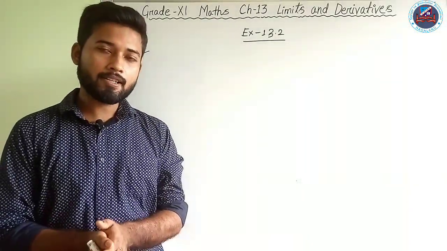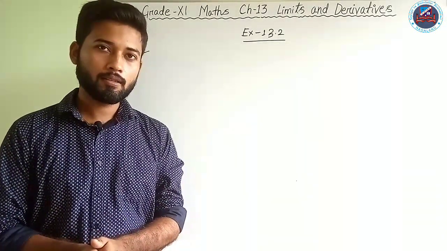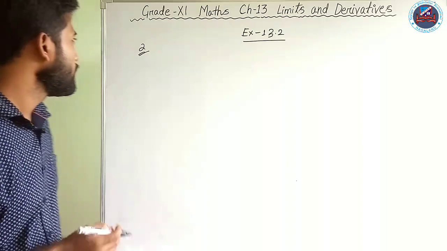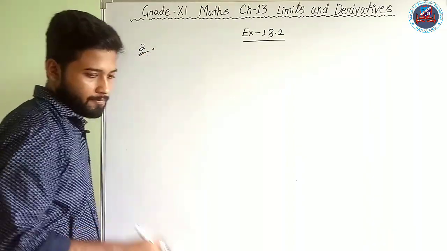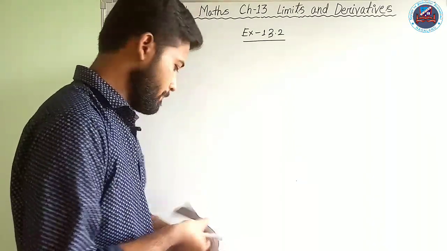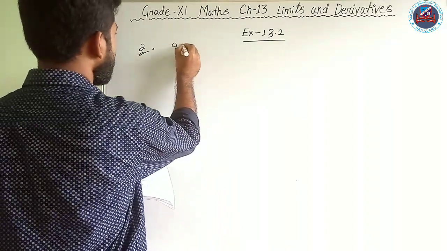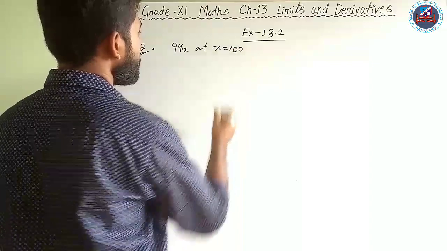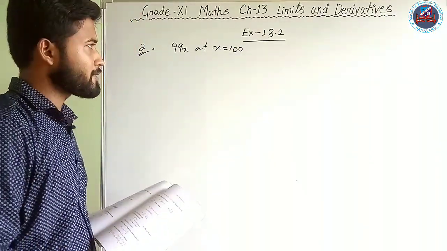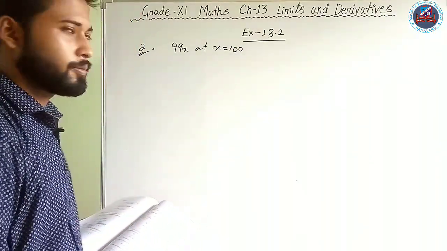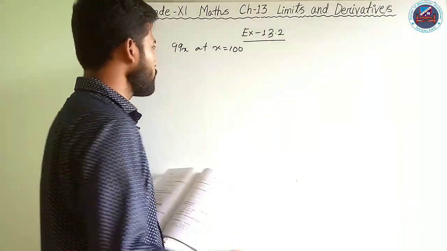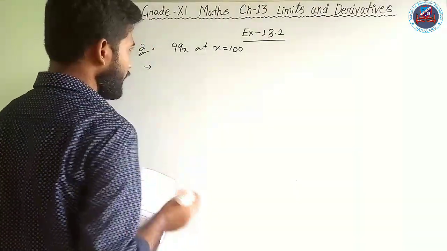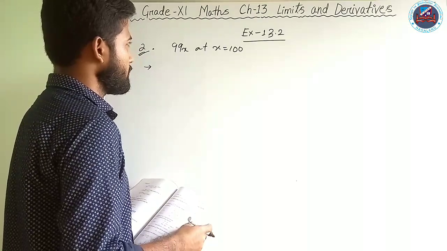So now we have exercise 13.2. Let us see the first question. Here I have taken question number 2, that is, find the derivative of 99x at x equal to 100. So there are two ways to do it. One is using the first principle, and probably you will be getting only 1 mark here, so no need to do it by that. If the marks are high, like 3 or 4, then just use the first principle.